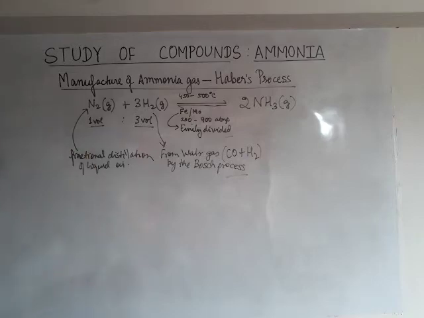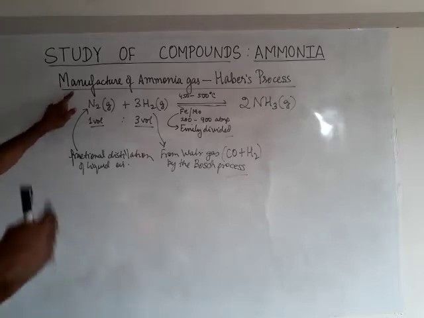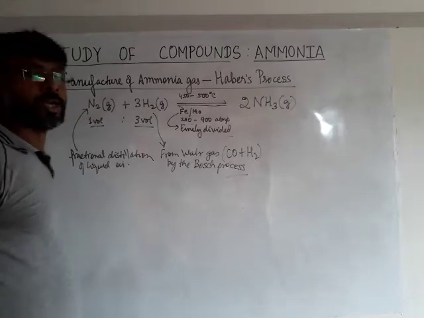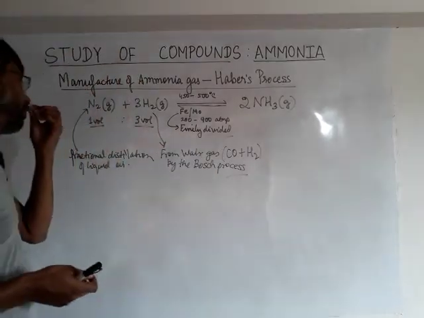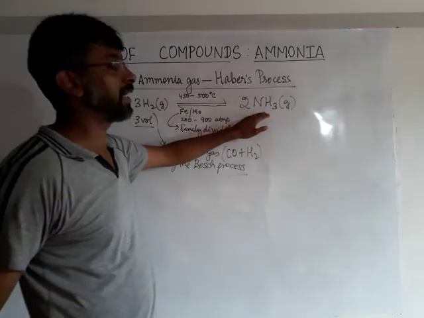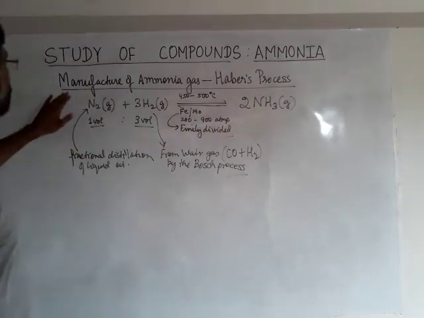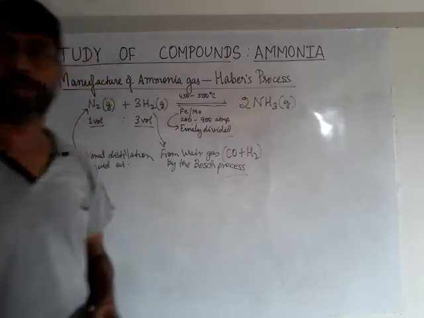So this is how you manufacture. When I say manufacture, it is always on a large scale. If you want to prepare ammonia gas on a large scale, you cannot prepare it in the laboratory. You have to use very huge apparatus, huge equipment, so that you can prepare ammonia gas in large volumes. So that's why manufacture is always done by a process which is called Haber's process.